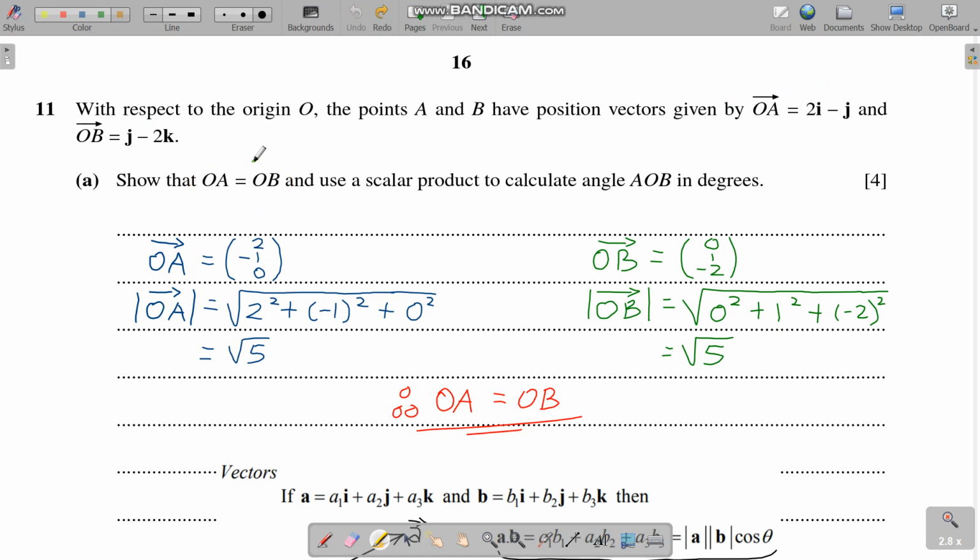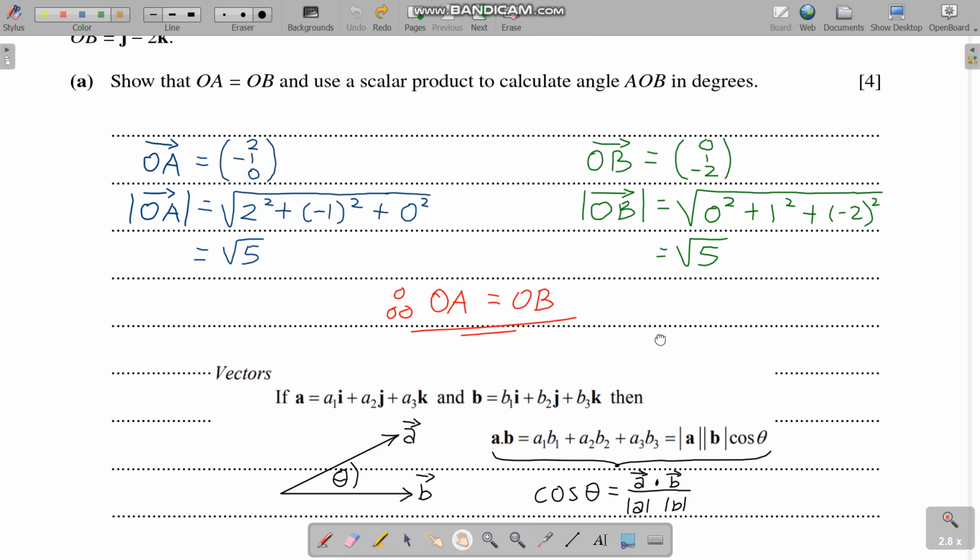To find the length or the magnitude, we use this formula here. We square the 2, the minus 1 and the 0, then add everything, and then take the square root. We have the magnitude or the length OA. Same thing with OB, we get root 5. They are the same, so therefore they have the same length.